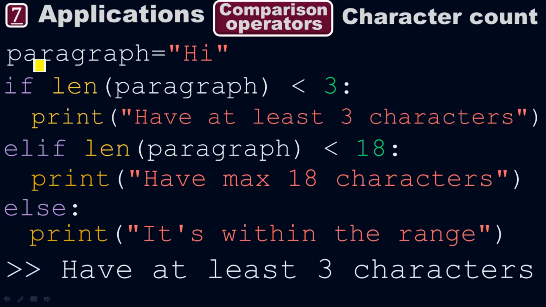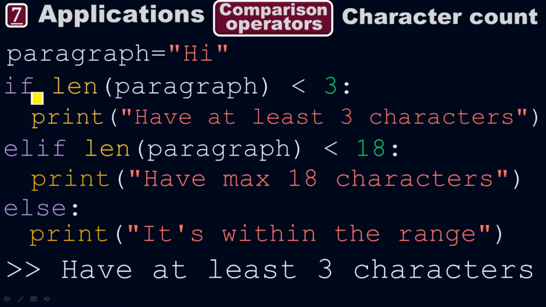How? Look, my paragraph has only 2 characters, H and I. These are the 2 characters here. Now, the program will check all the 3 conditions. These are the conditional statements, one by one, and will execute the right choice. Look at here, we have 3 conditional statements, if, elif, and else, and 2 times comparison operators. This less than sign is the comparison operator.